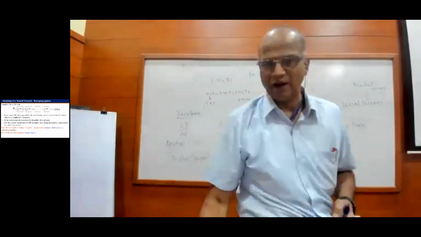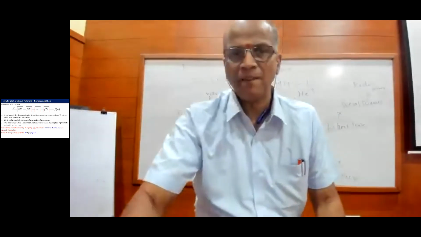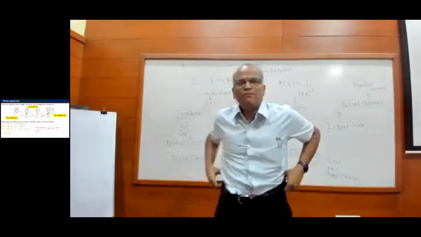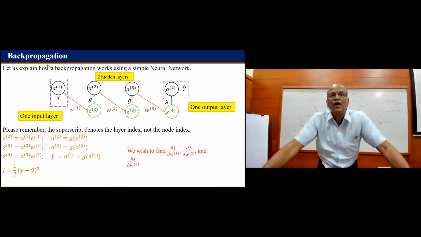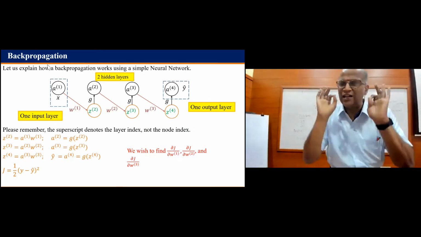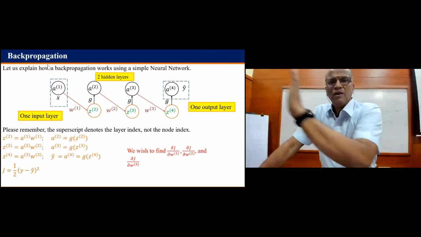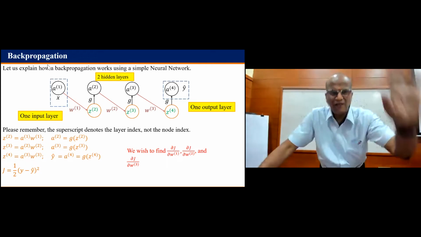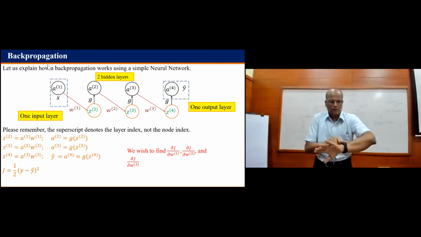All right. Now let us explain how backpropagation works using a simple neural network. Please look at what I've indicated in yellow color. One input layer, two hidden layers, one output layer. There is only one variable X in the input and there is only one Y hat in the output layer.